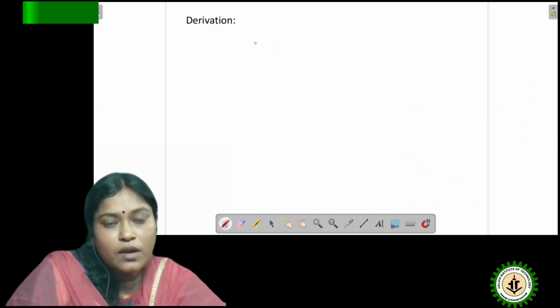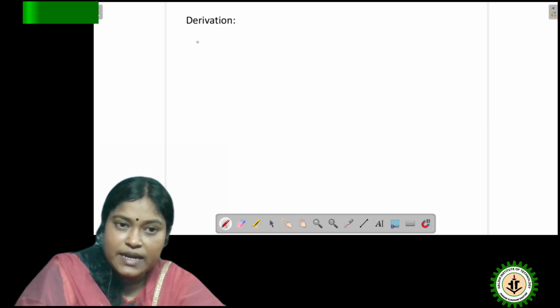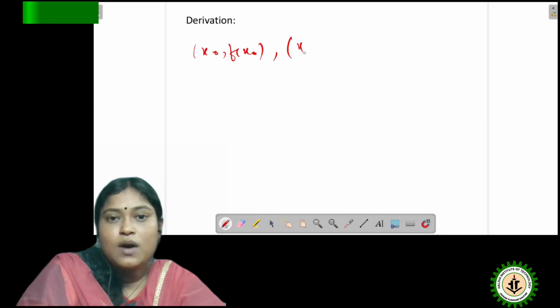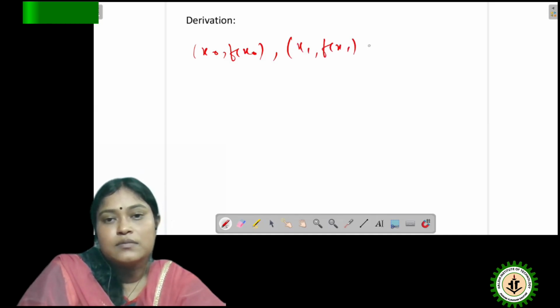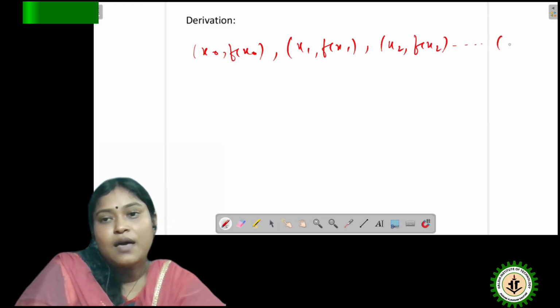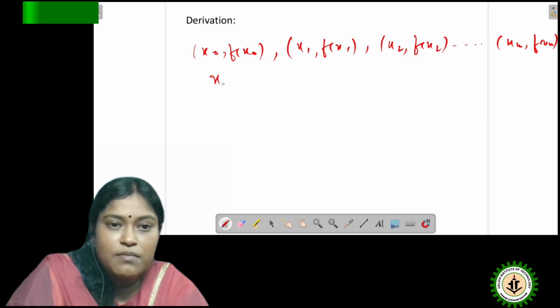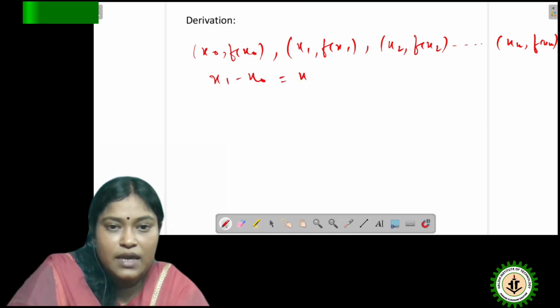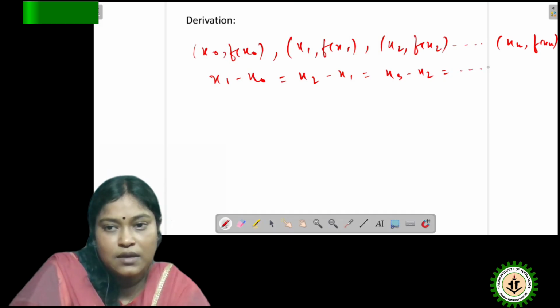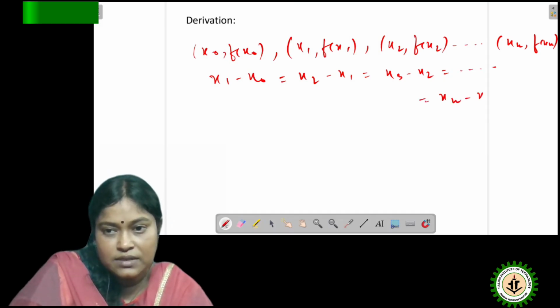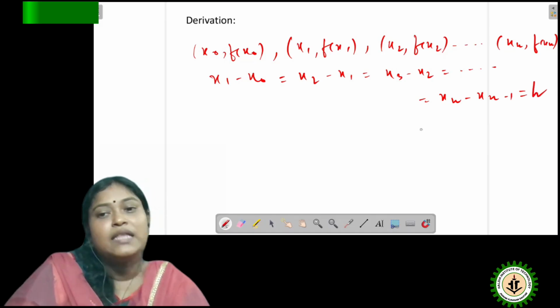Actually, what we do is we have a certain data set: x naught, f of x naught, x1, f of x1, x2, f of x2, and in this way we have xn, f of xn. These are the data set we have, where x1 minus x naught is the same as x2 minus x1, the same as x3 minus x2, the same as xn minus xn minus 1, which will be equal to h.